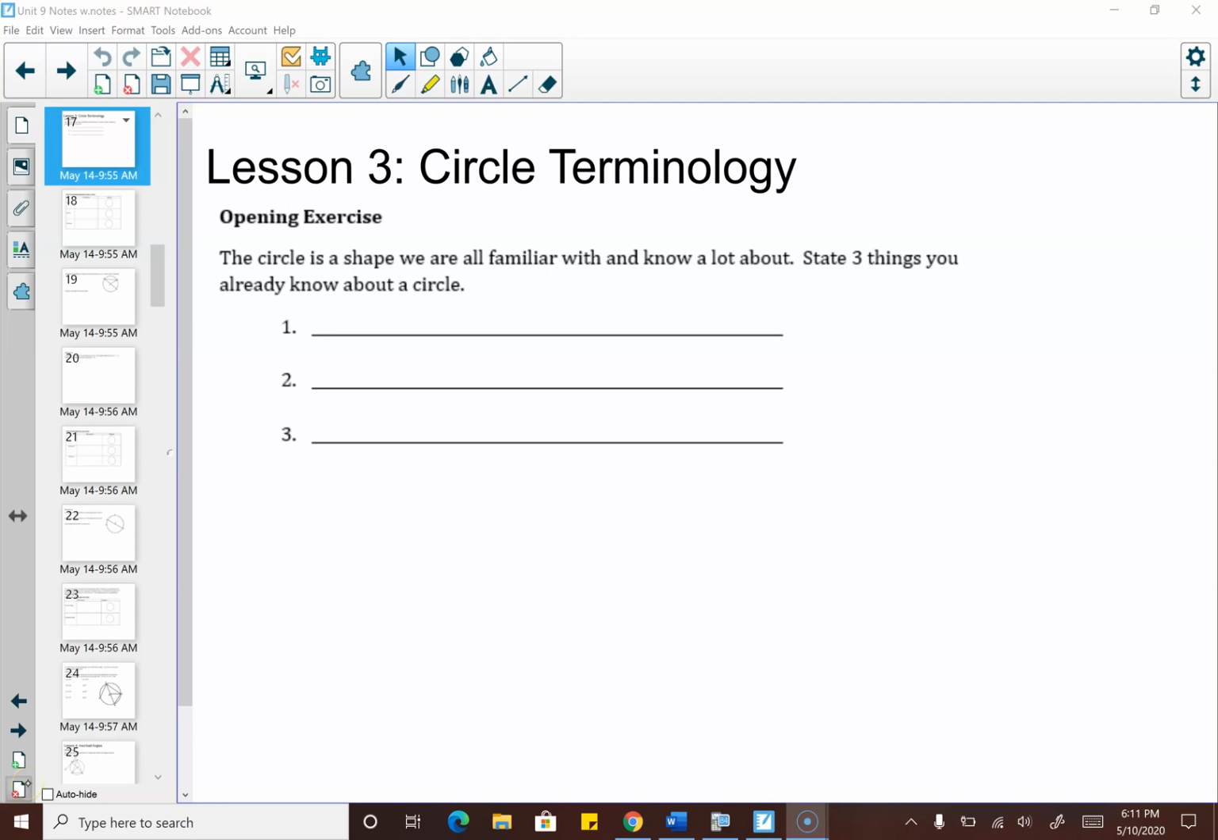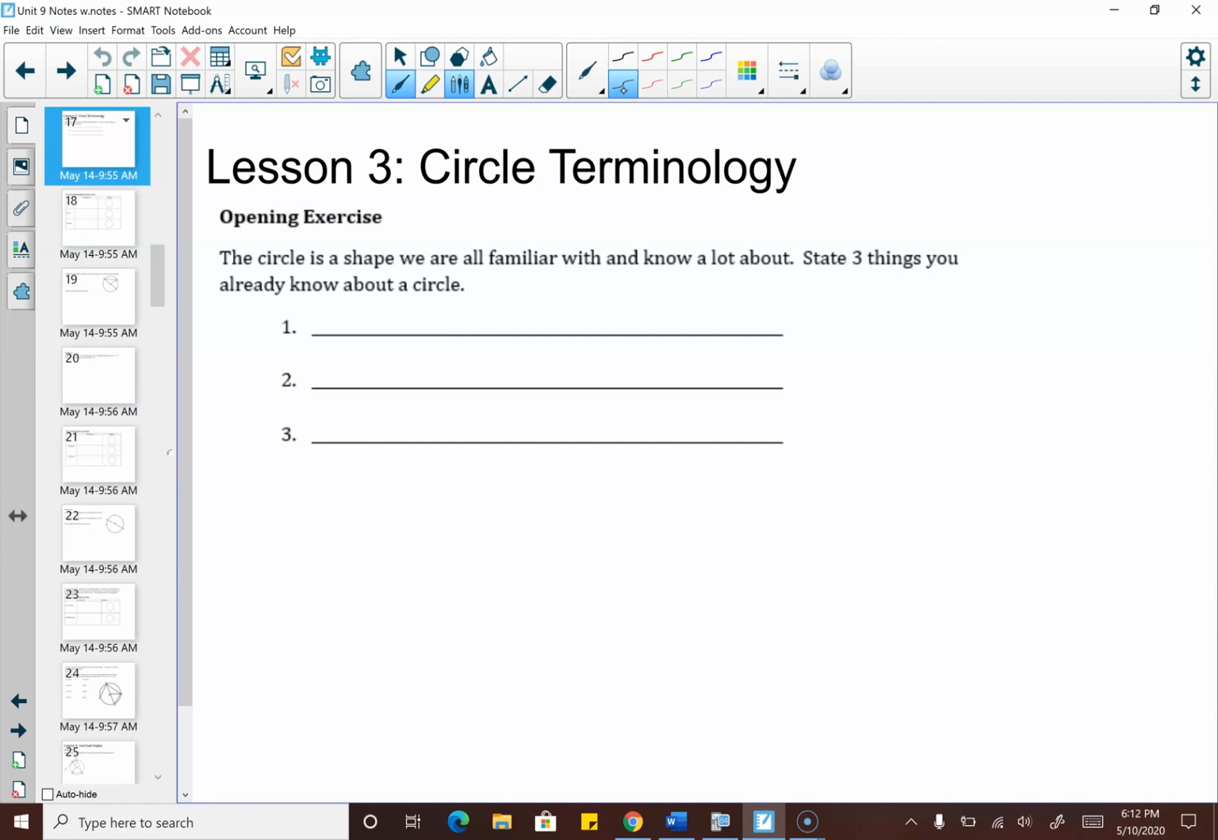For lesson 3, we're going to start to learn some new terminology and vocabulary words that are associated with circles. So for the opening exercise, we're going to write down a couple things that we know about circles. So far, we've done the equation. I want to leave that piece out. I'm talking about some other properties that we know about circles.